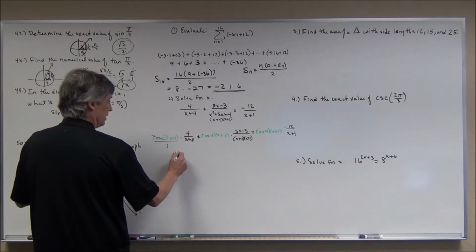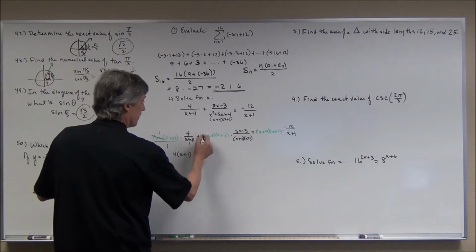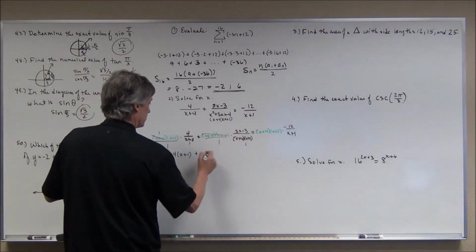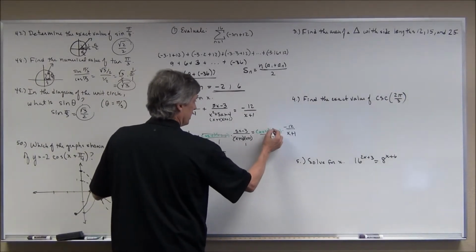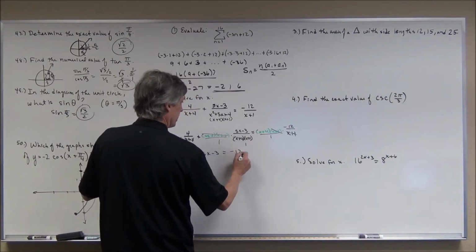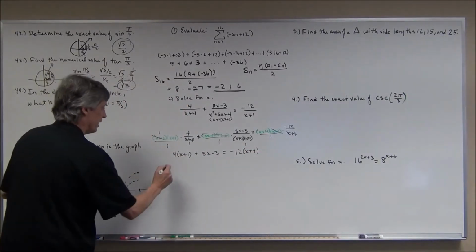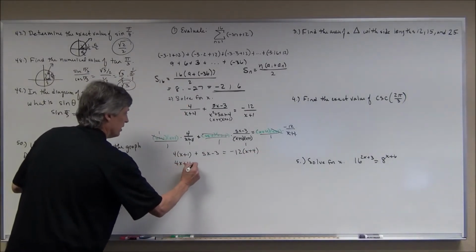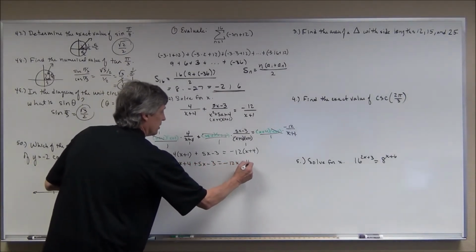I get 4 times the x plus 1 that remains. Here, everything cancels except for the 5x minus 3. And then over here, this is kind of nice, the x plus 1's cancel. I get negative 12 times x plus 4. I say that's kind of nice because it's not going to be quadratic. I won't have to factor. Not that I mind, but it'll make things go a little faster.